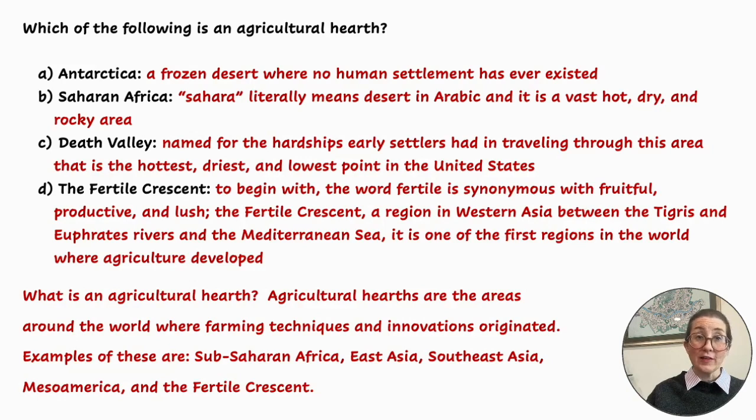Last, we have the Fertile Crescent. To begin with, the word fertile is synonymous with fruitful, productive, and lush. The Fertile Crescent is a region in Western Asia between the Tigris and Euphrates rivers and the Mediterranean Sea. It was one of the first regions in the world where agriculture developed. So I think we can safely put D as our answer.